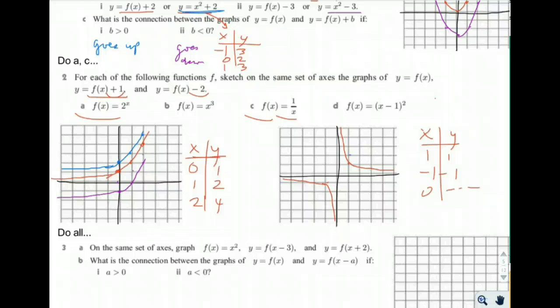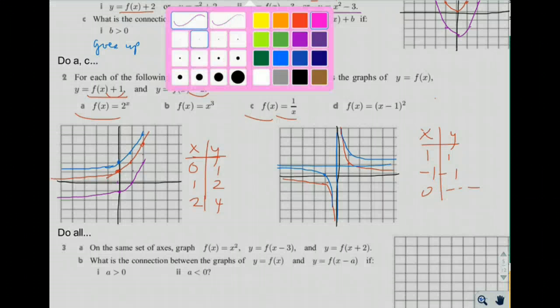Okay, and then what does this look like when you raise it by 1? Well, all the corresponding points are raised by 1, and then it looks kind of like this. So the asymptote is now at y equals 1, for example. What about when you lower it by 2? What does it look like?